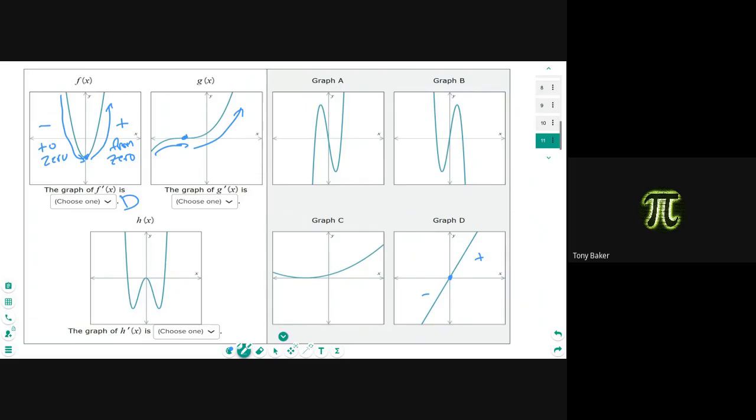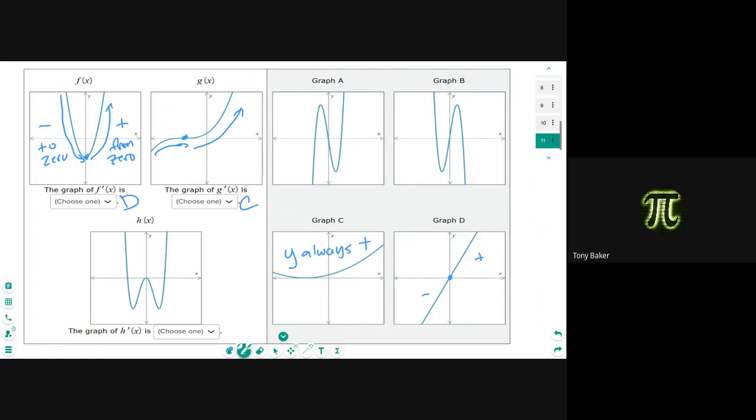Which graph kind of matches that one? C does. Why? It's always positive. Right, and that's the key. That actually is the most important part there. Even though C goes down and then back up, every value there, the y value, is positive. My y values are always positive in C, which is what I wanted to see.